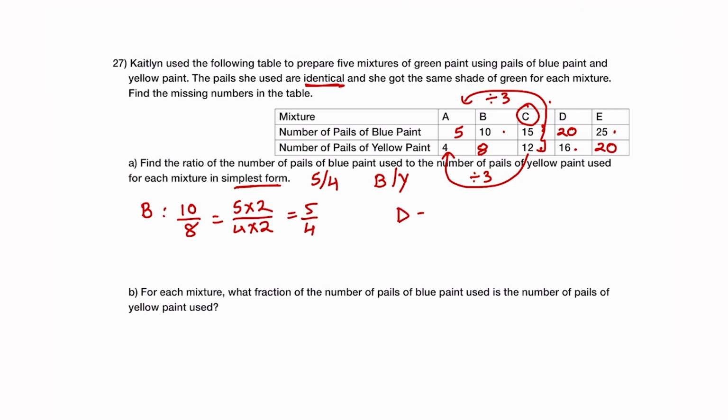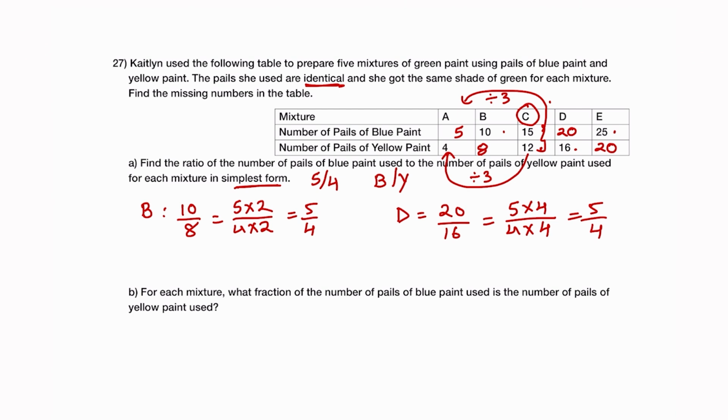Try for one more. Let's do D. 20 over 16, and that's 5 times 4, and that's 4 times 4. 4 will be out, so that's going to be 5 over 4. So any one that you do, you'll always get 5 over 4.